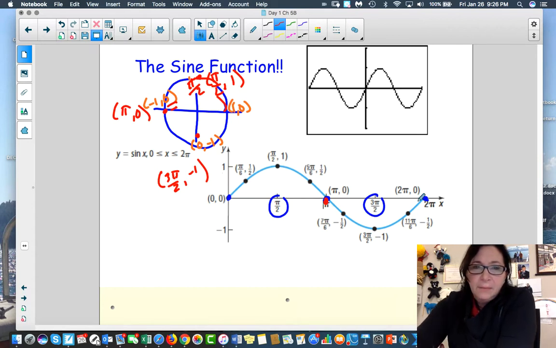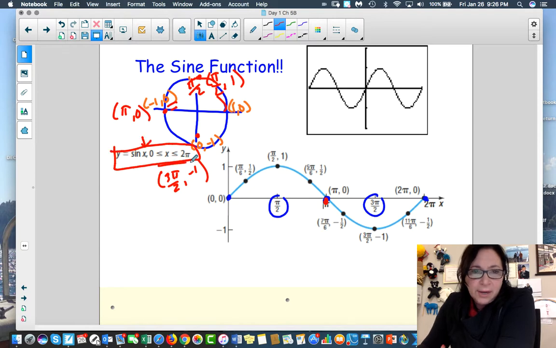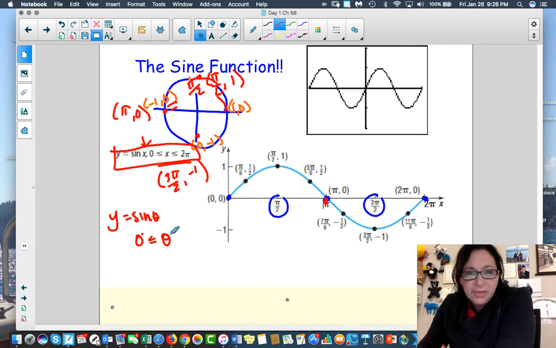Keep in mind that in this equation, sine of x, if you are using x, you're in radians. If I would have said y equals sine of theta, then my values would be 0 degrees less than or equal to theta less than or equal to 360 degrees. And I would put it like that.